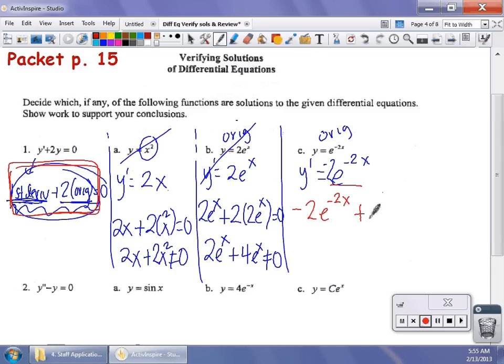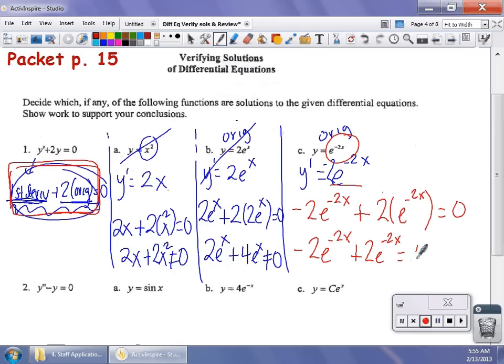Add it to twice the original, so 2 times e to the negative 2x, and see if that's equal to 0. So I get negative 2e to the negative 2x plus 2e to the negative 2x, and guess what? That's equal to 0. So this is a solution to the differential equation that we have over here.